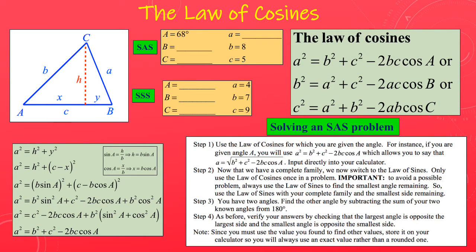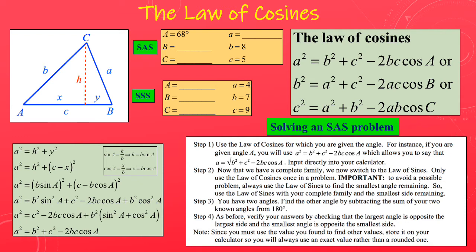So to solve an SAS problem, use the following steps. We use the law of cosines for which you are given the angle. So if you're given angle A, you will use the A law. a squared equals b squared plus c squared minus 2bc cosine A. And that allows you to say that a is equal to the square root of b squared plus c squared minus 2bc cosine of A. We can input that directly into your calculator, and you get your answer right away.